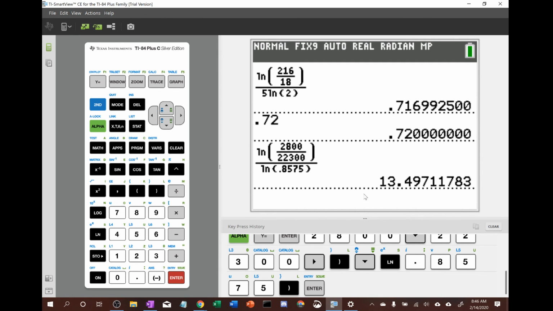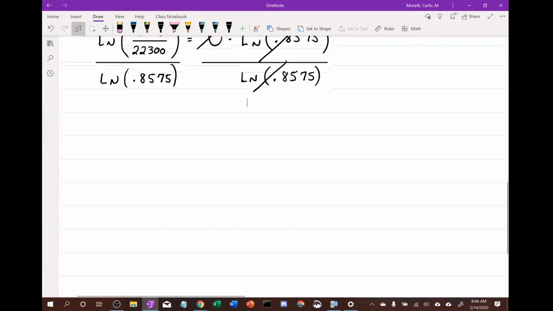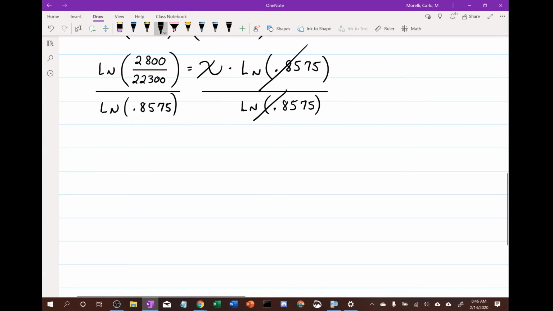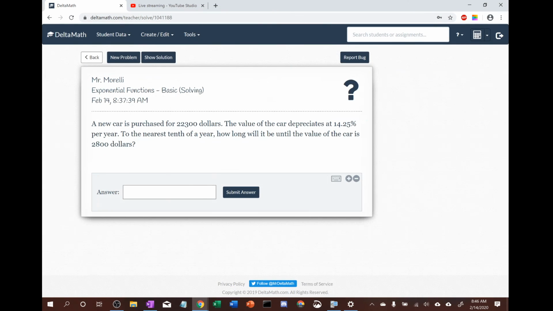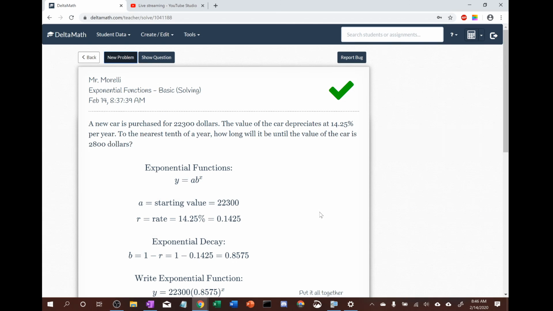You see? So what we think the answer is, let's write down what we think it is. X equals 13.5. So let's go back to delta and see if we're right, because I have no idea. Wow. Hey, congratulations to all of you, okay? Nice.